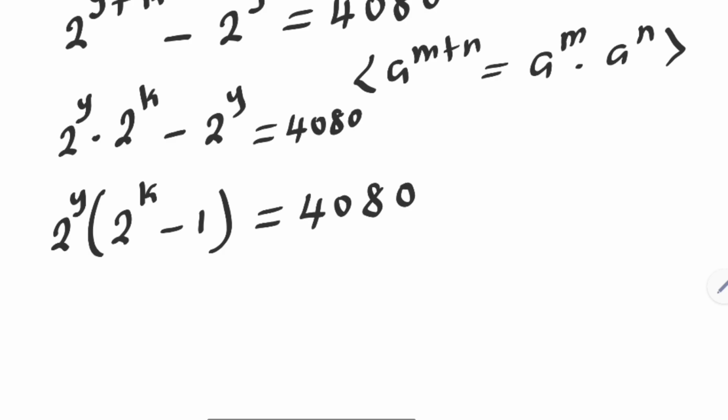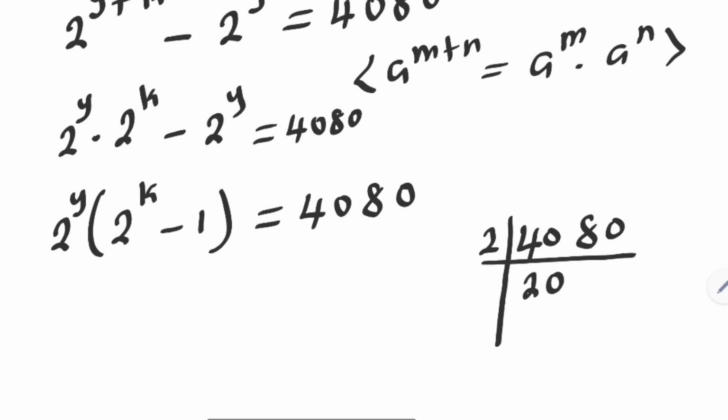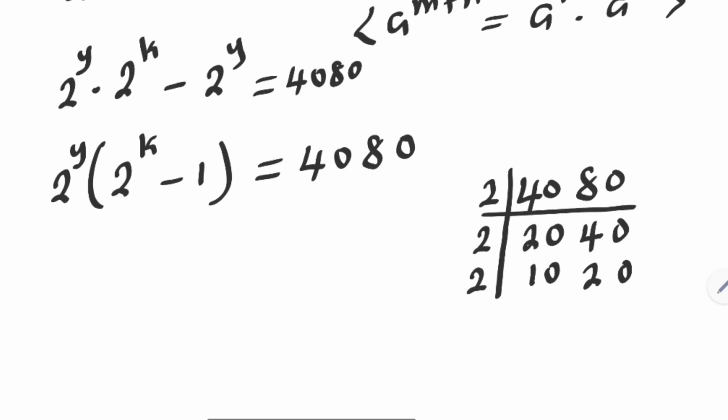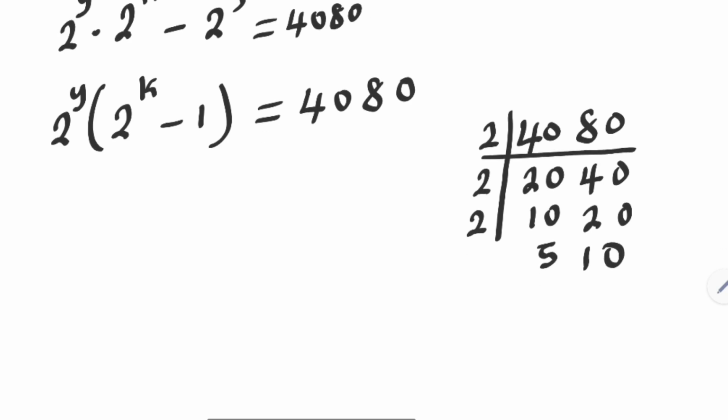Now here we have 4080. This is divisible by 2. Here we have 2040. Then this is divisible by 2. This is 1020. This is also divisible by 2. This is 510. And this is divisible by 2. This is 255.